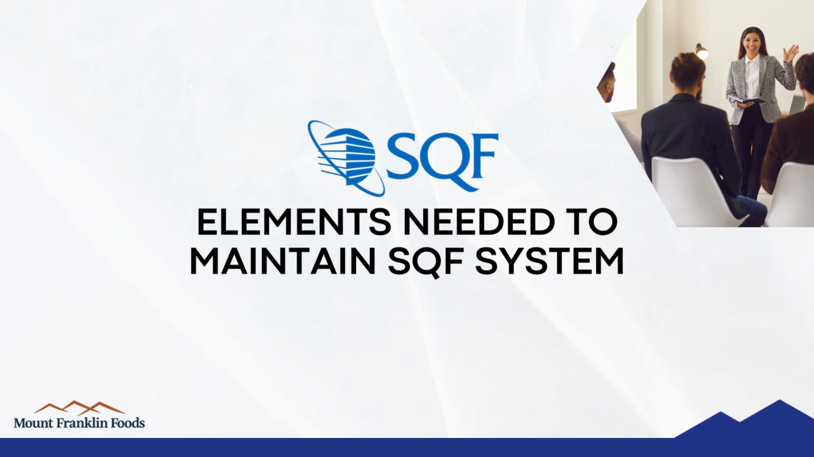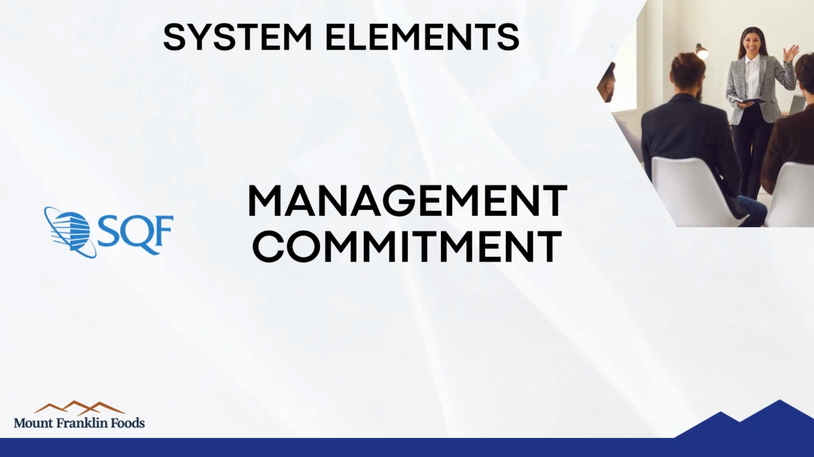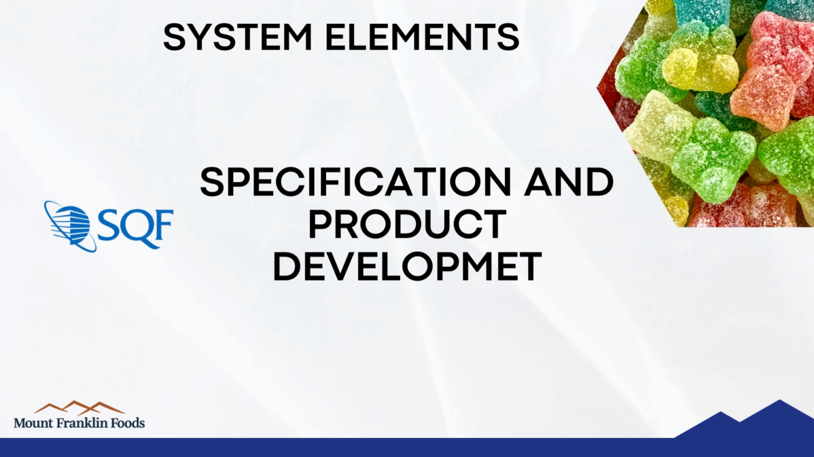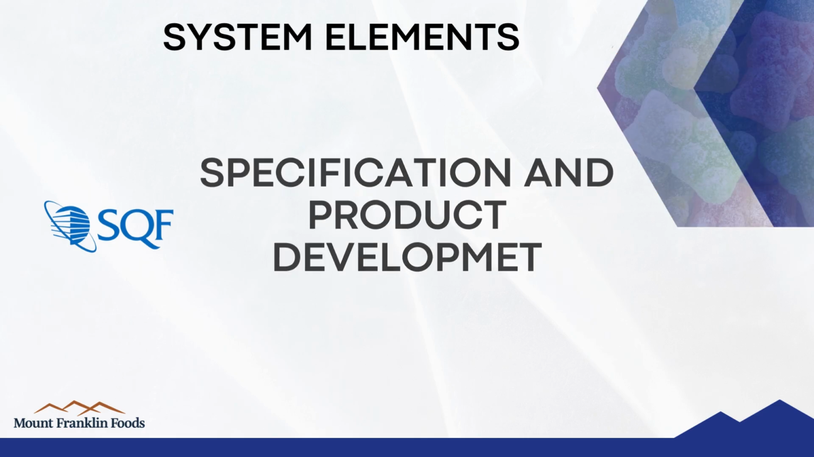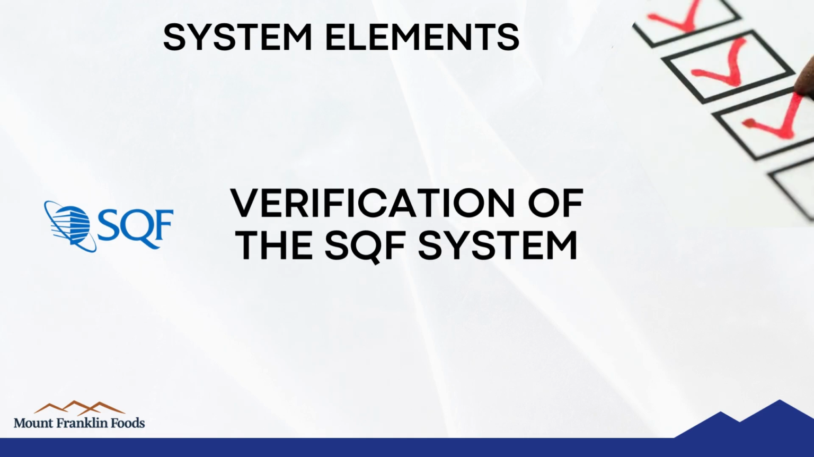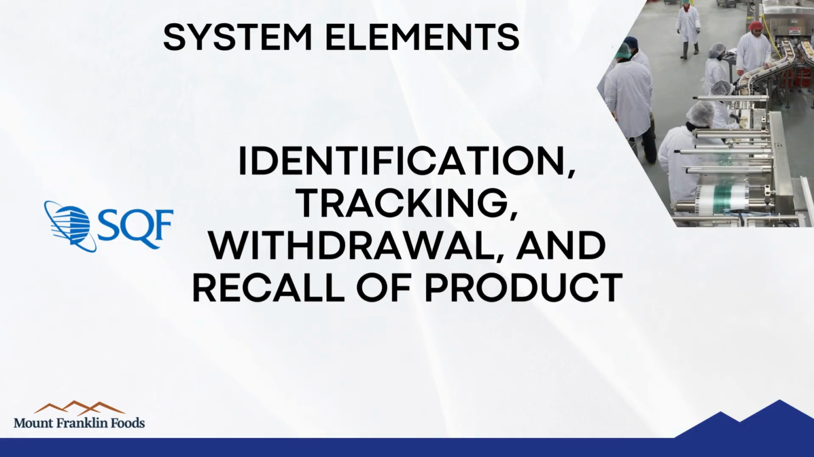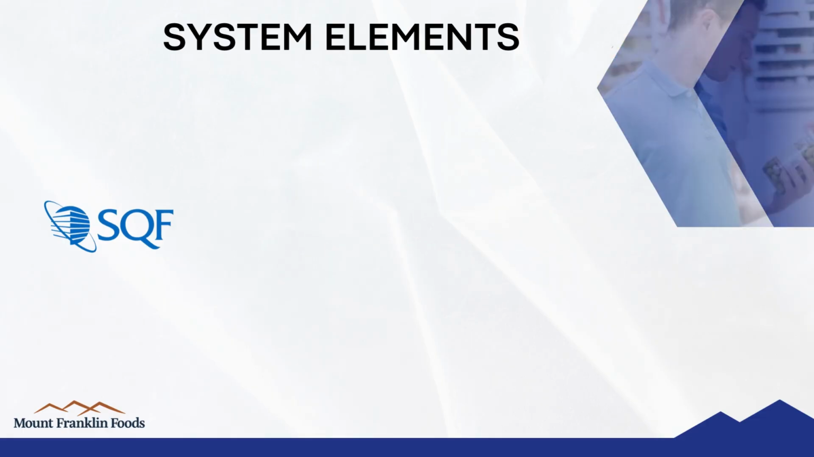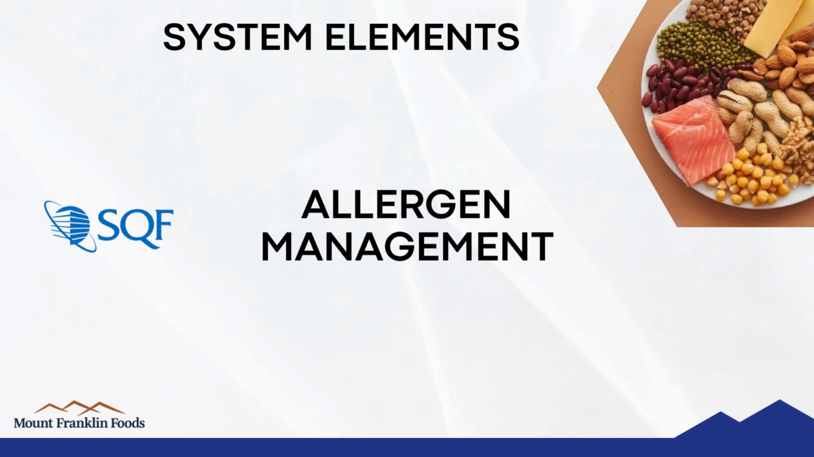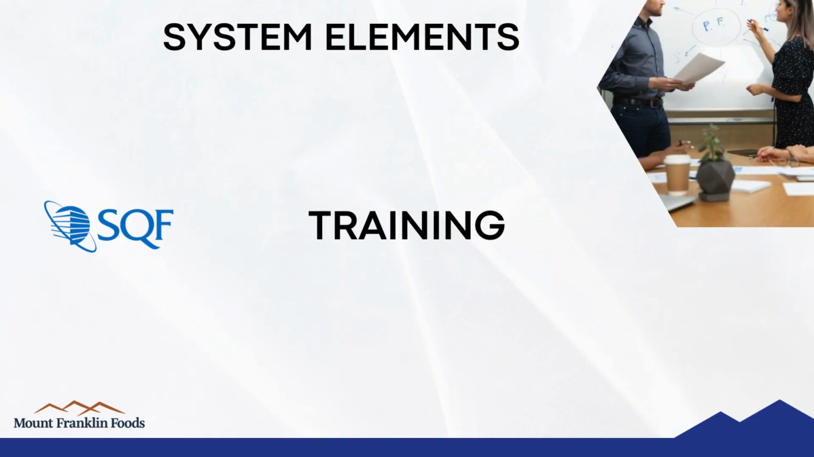Next, we will see the elements needed to implement and follow up the SQF system. Commitment by management. Document control. Specifications and product development. Food safety system. Verification of the SQF system. Identification, tracking, withdrawal, and recall of product. Food defense and food fraud. Allergen management. And finally, training.